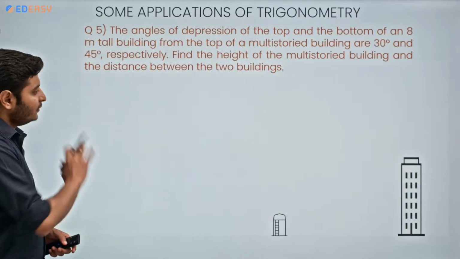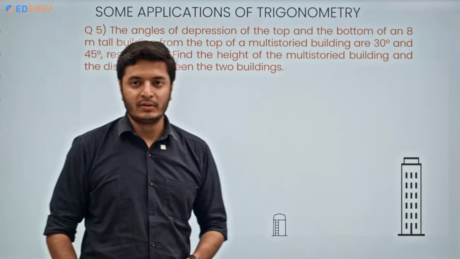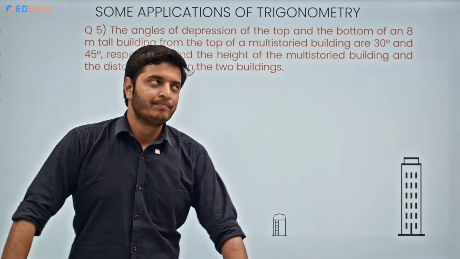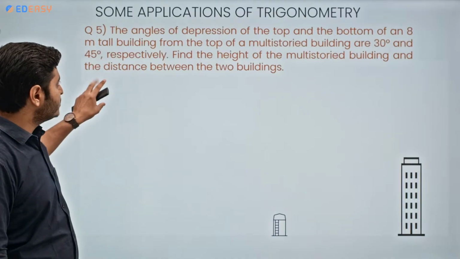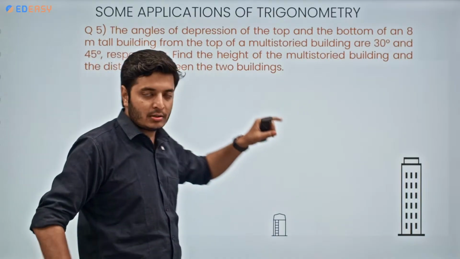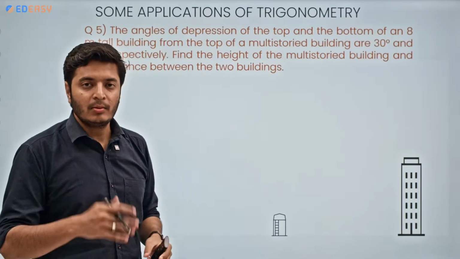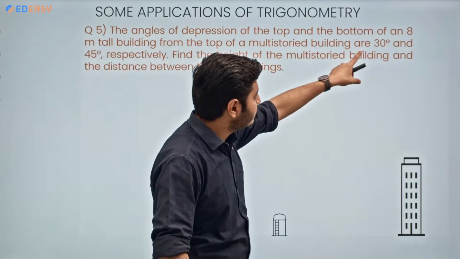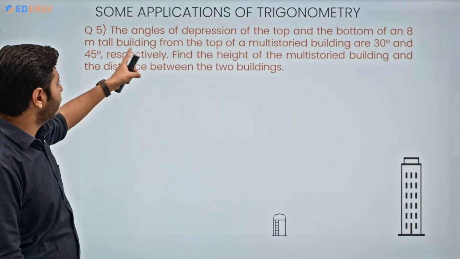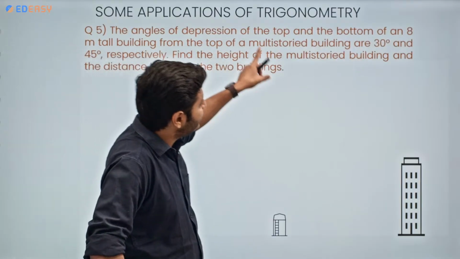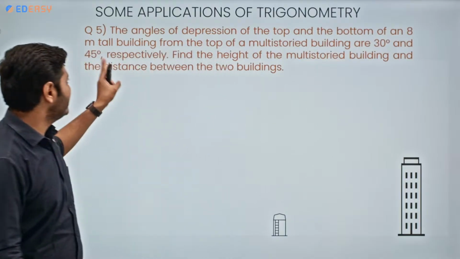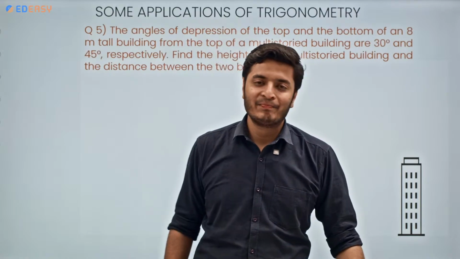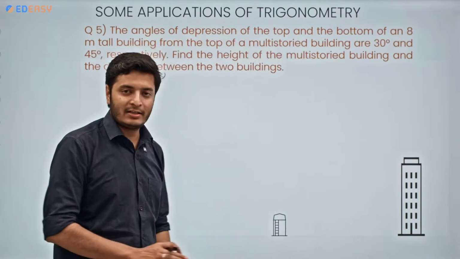Now, the fifth type of problem. This problem did appear in board exams once. Now, the statement is: the angles of depression, again angles, so it means more than one angle. The angles of depression of the top and the bottom of an 8-meter tall building from the top of a multi-storied building are 30 degrees and 45 degrees. Very lengthy statement, but what is given here?